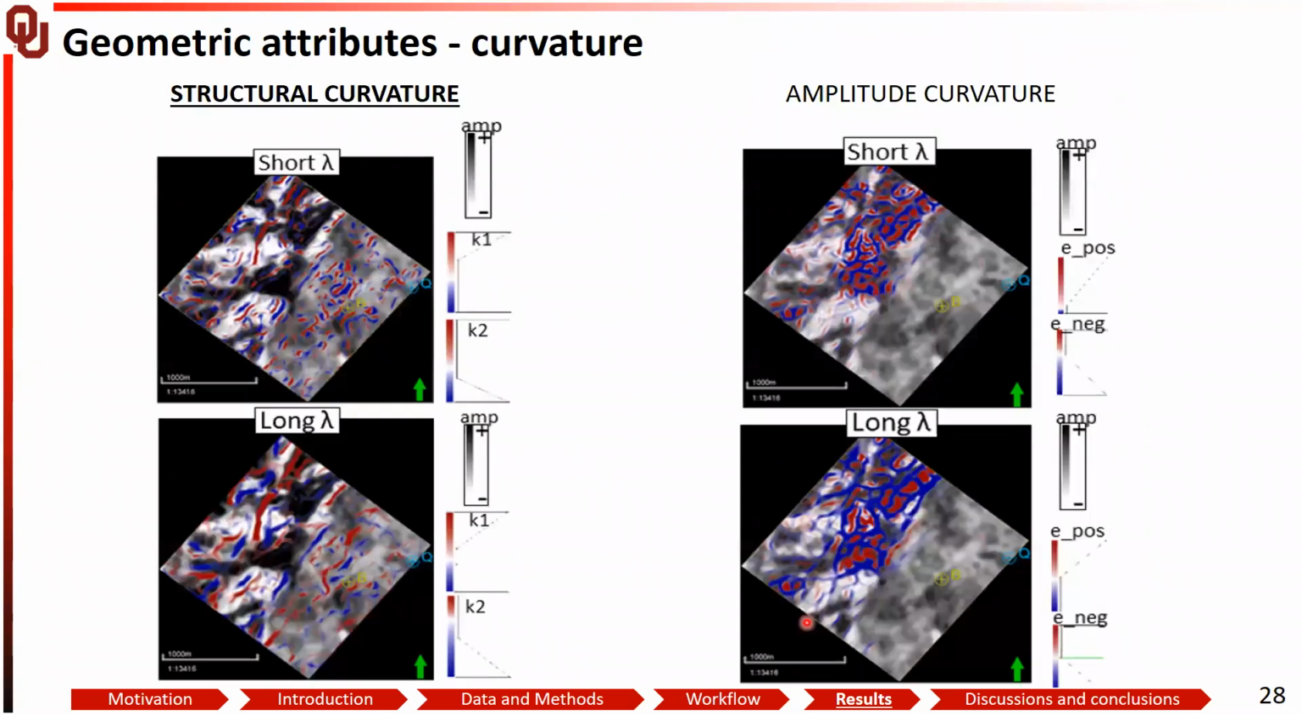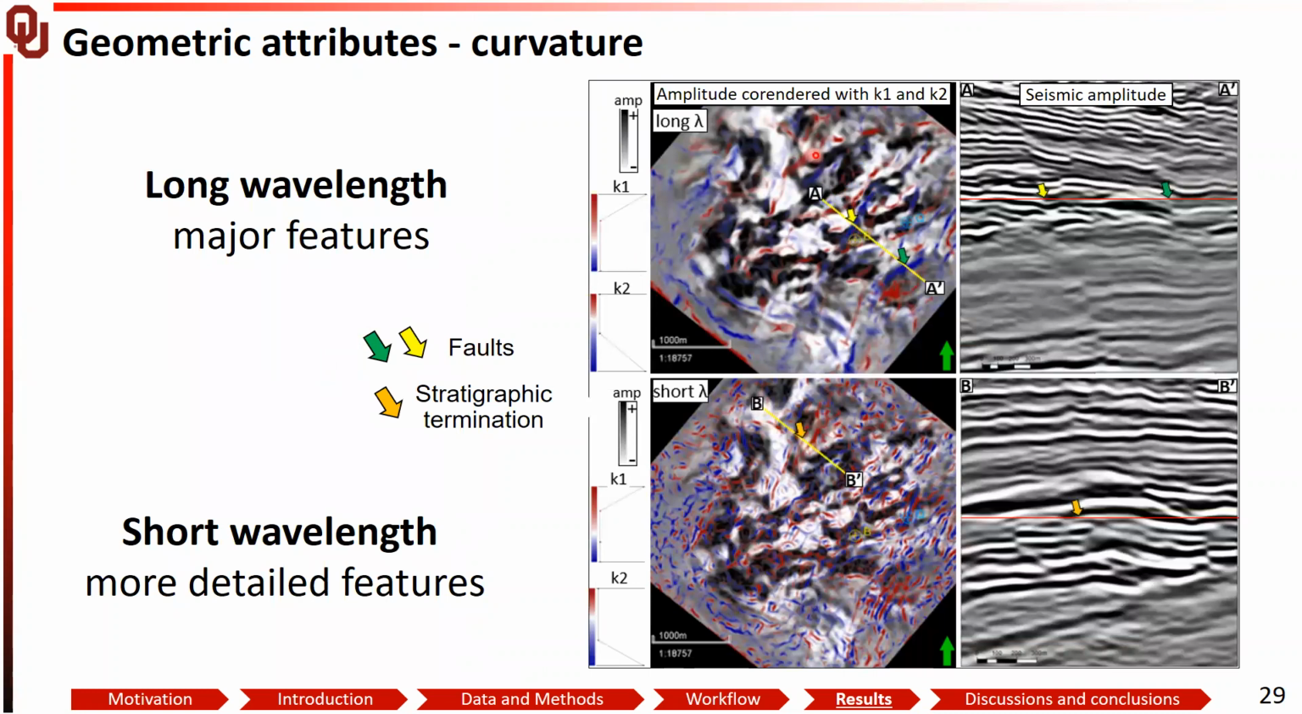Now let's see the geometric attributes. So I tested different algorithms, and the structural curvature provided me more uniform anomalies, as we can see here with the K1 and K2, so the most positive and most negative anomalies. They are better to have a big picture analysis of the area. Here we are going to have major anomalies with the long wavelength. So it's one type of filter that I applied, compared to the short wavelength, where we can see more detailed features. Let's look in more detail at these two parameters.